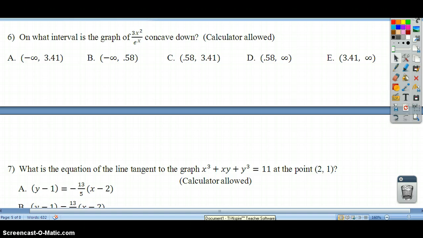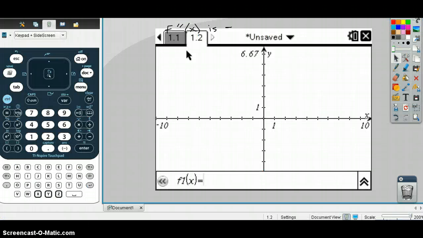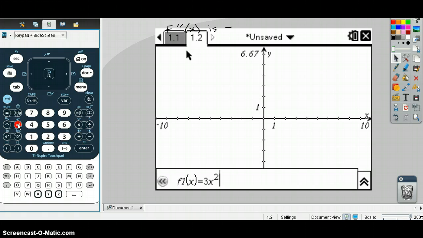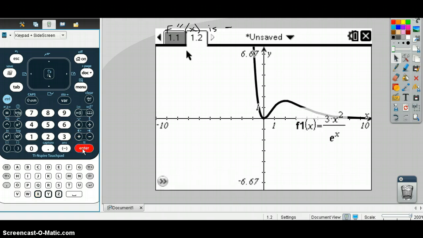I haven't looked at it yet, but we definitely could go to the second derivative and find out when f double prime of x is negative. So when f double prime is less than 0, the graph is going to be concave down. So let's graph it real quick: 3x squared divided by e to the x.